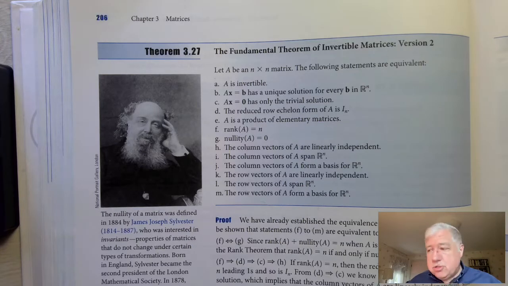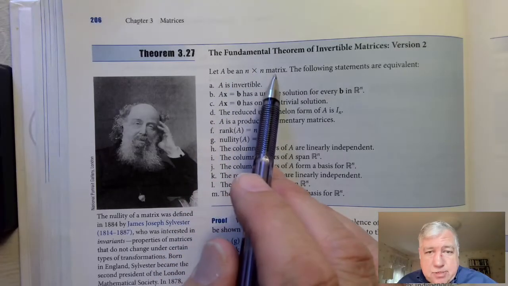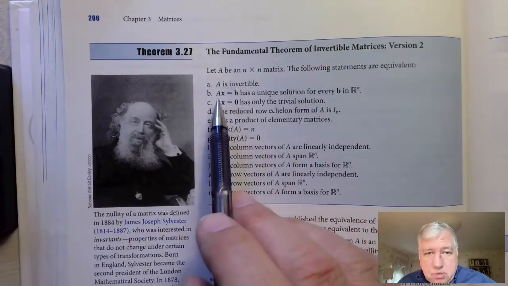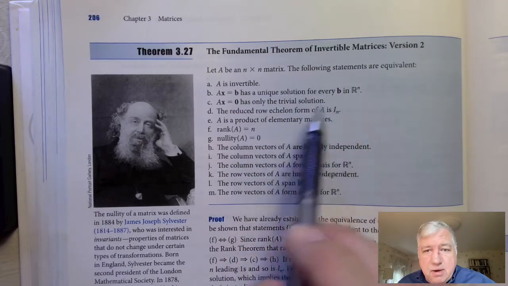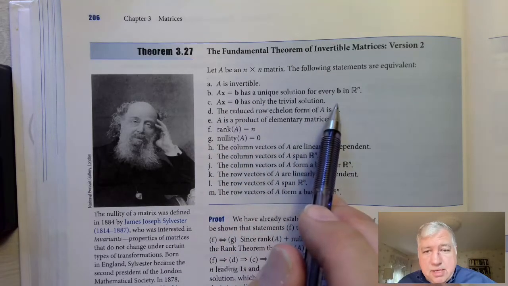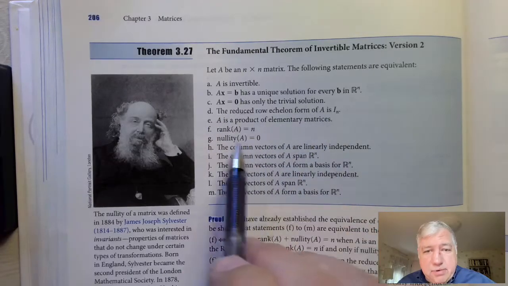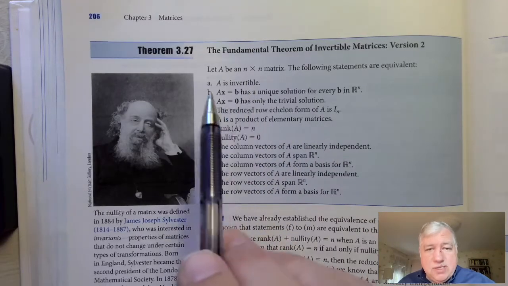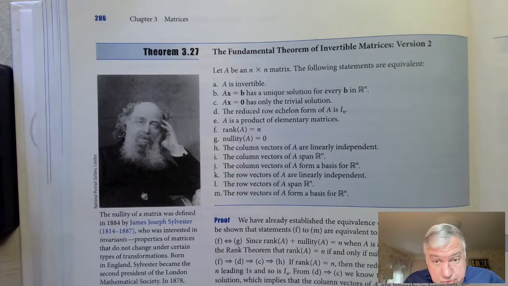and let me just show you that the first version says that if A is an n by n matrix, that means it's a square matrix, then the following statements are equivalent. A is invertible. AX equals B has a unique solution for every column vector B in Rn. C says AX equals 0 has only the trivial solution, that is x equals 0. D says the reduced row echelon form of A is the identity matrix, and E says A is the product of elementary matrices. So version 1 said that these first 5 statements are equivalent. That means if one of them is true, then all of them are true.